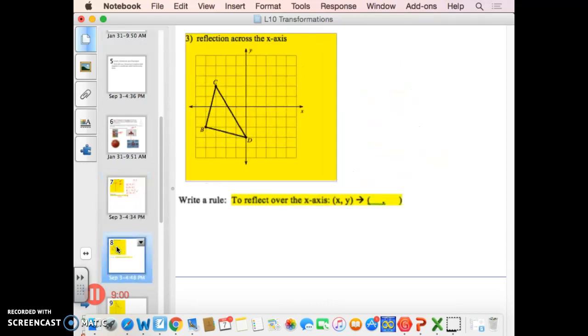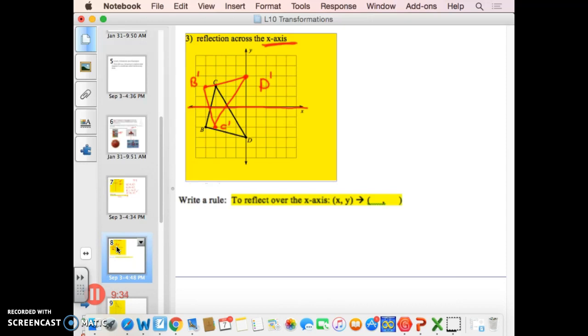All right, let's look at a reflection across the x-axis. If we reflect across the x-axis, our reflection is going to go up or down. Okay? So if the point is above the line, it's going to reflect down. So it'll be like right here. If it's below the line, it's going to reflect up. And you should notice your shape is exactly the same. It has just flipped over.